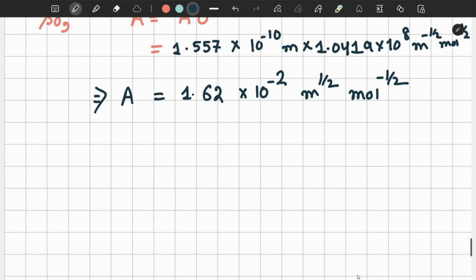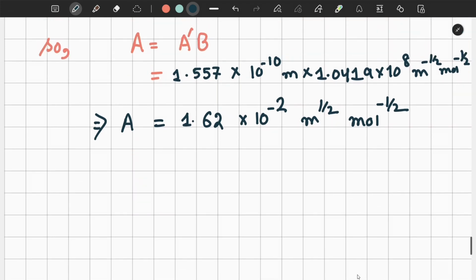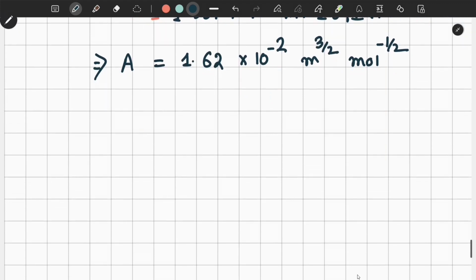Not a calculation mistake. You have to convert it from meter to the power this to decimeter. That conversion we have to do. It was m to the power half, sorry, so it was m to the power 3 by 2. Now we have to change it. 1 meter is 10 decimeter. So 1 will be 10 to the power 3 by 2 decimeter to the power 3 by 2. Correct? Yes.